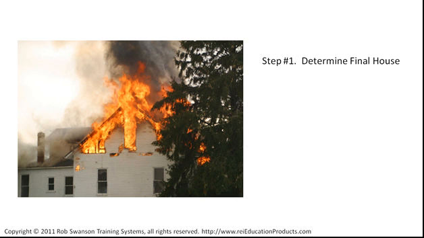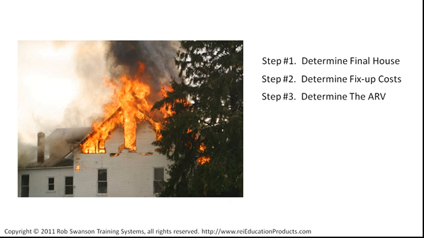What would you fix it up for? What would the final house be? A 3-bedroom, 2-story, 2-bath with a basement and a detached garage. Answer the question of what the final house is going to be in step 1. In step 2, determine the cost of the fix-up. How much is it going to cost you to get it into that fixed-up condition? And then in step 3, determine the after-repaired value of that final house. That gives you the information you need in order to run your formulas and determine your maximum allowable offer.